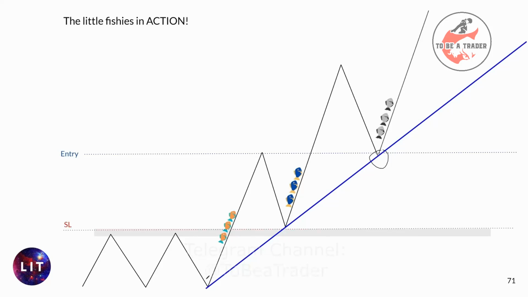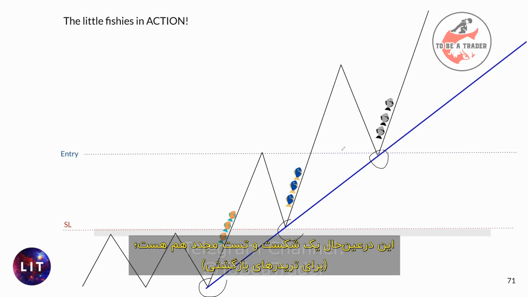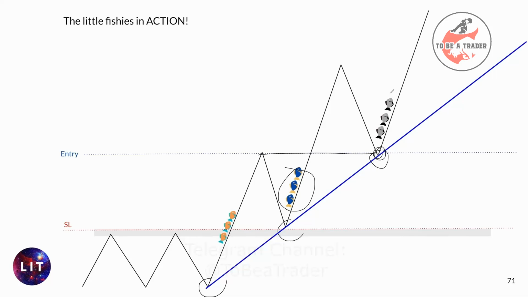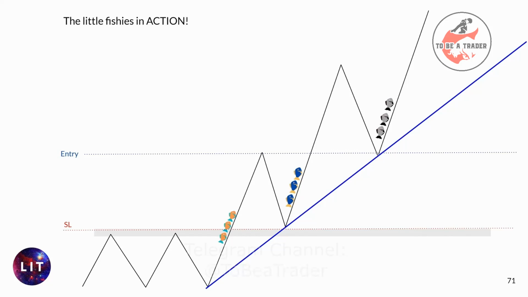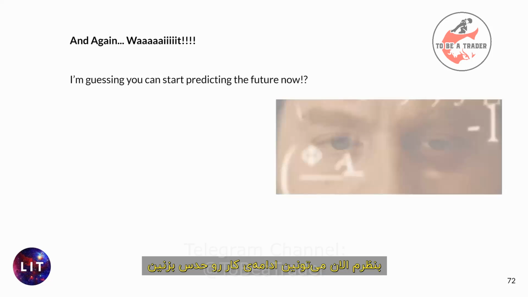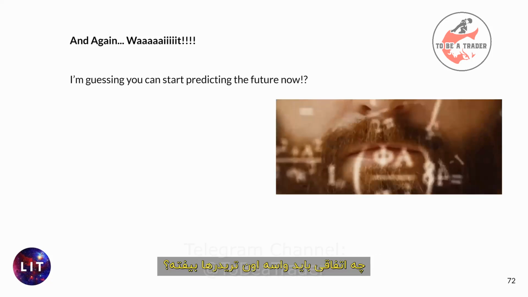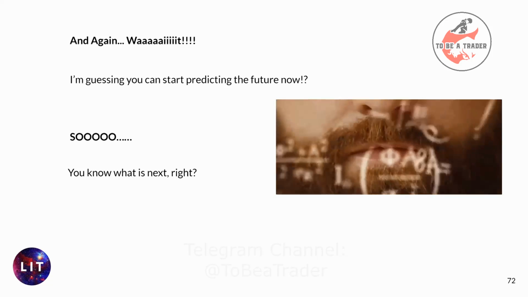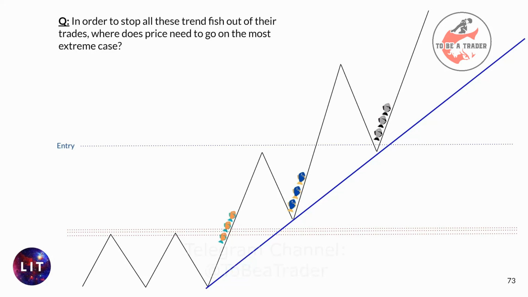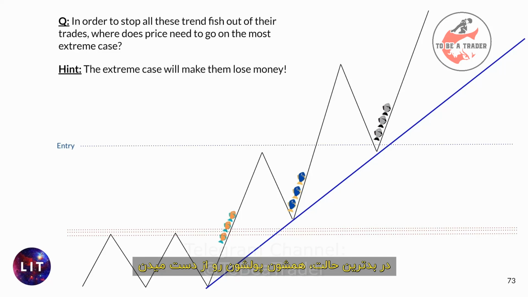Look at this smart guy creating this trend line in here. Also, what is this as well? It's also a break and retest for the reversal trader, but it's also the imaginary line for the trend line trader. Interesting, isn't it? So guess what? And again, I'm guessing you can start to predict the future now. What should happen to those people? So you know what's next, right? So what should happen after that? Pretty obvious, isn't it? So in order to stop out all these fishies, what is going on? There we go. Right, in the extreme case, all of them lose money.